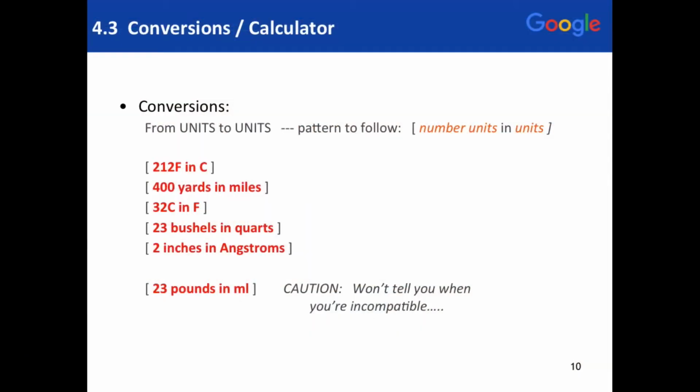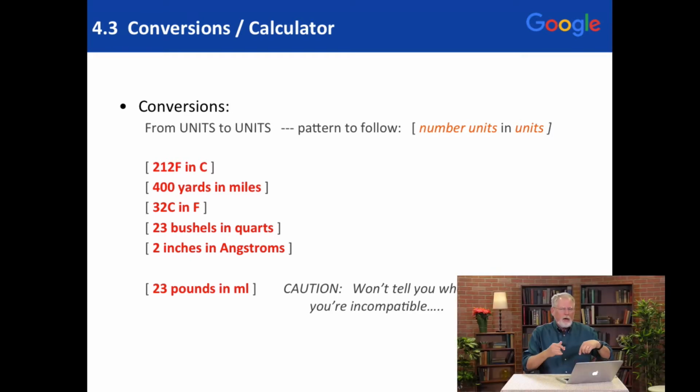This is lesson 4.3, and we're going to continue our discussion of accelerators, shortcuts, and tricks by talking about conversions and the calculator. This is kind of a nice segue because there are lots of things you can do in Google that people don't know about and yet are immensely handy. As you see here, there are conversions that you can do, for example, Fahrenheit to centigrade, yards to miles, and so on. Now, there's a few things you have to know about that.